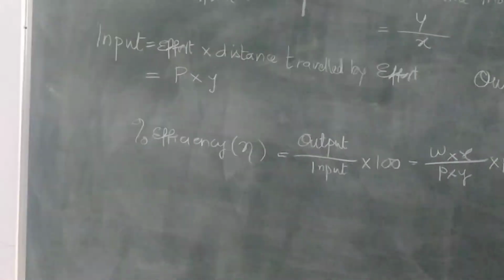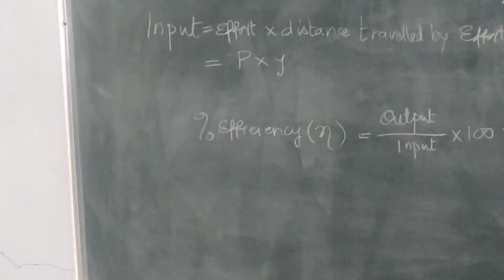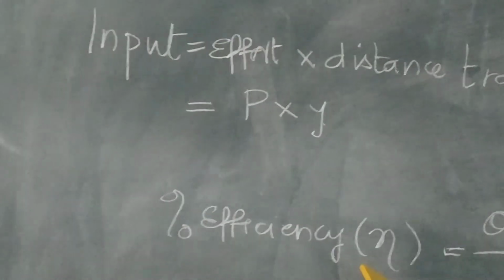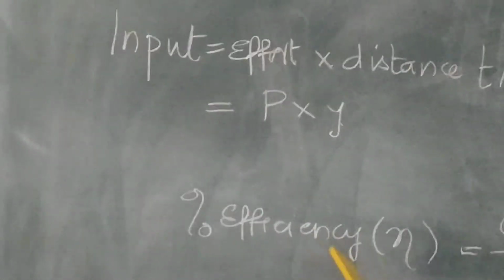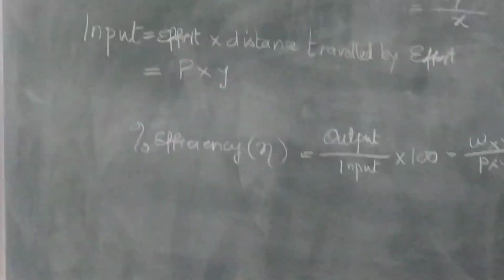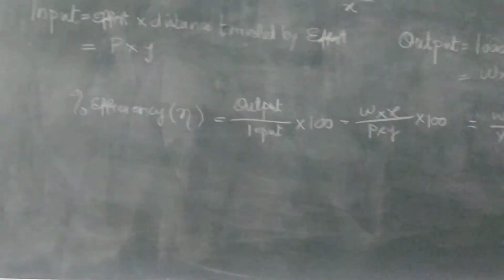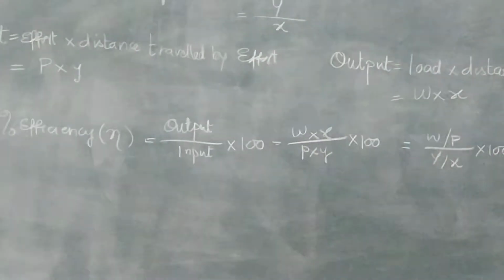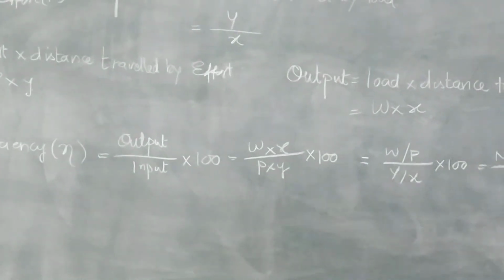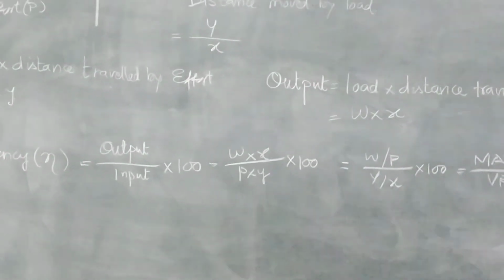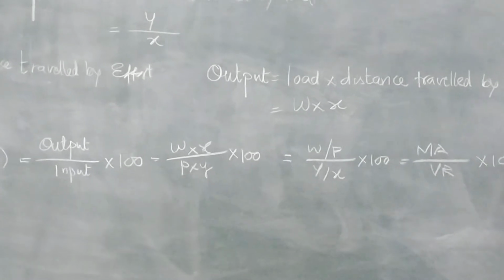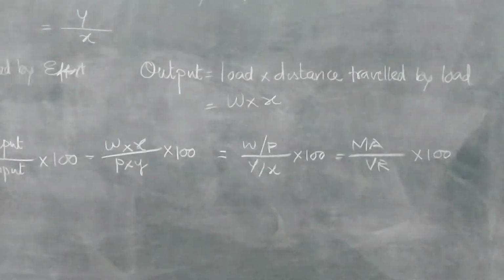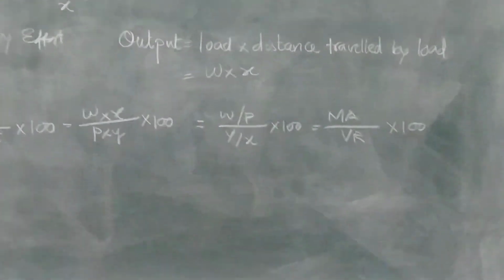derivation for this percentage efficiency. It is denoted as the Greek letter eta. Percentage efficiency eta is equal to output upon input, or W into X divided by P into Y, or W by P divided by Y by X, or MA upon VR into 100.